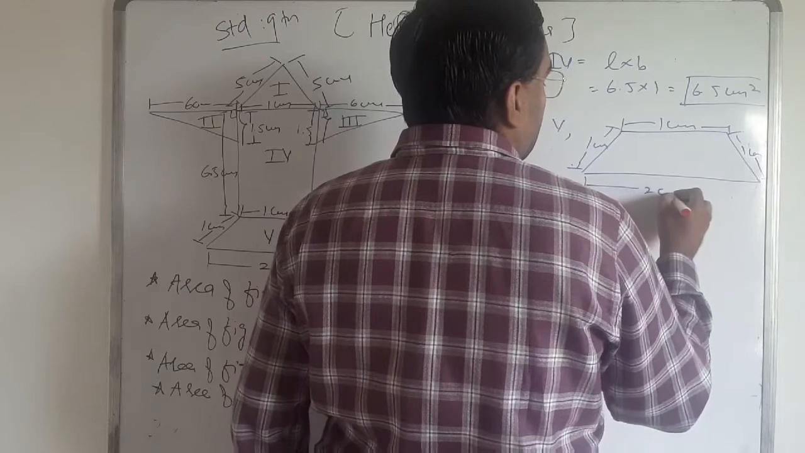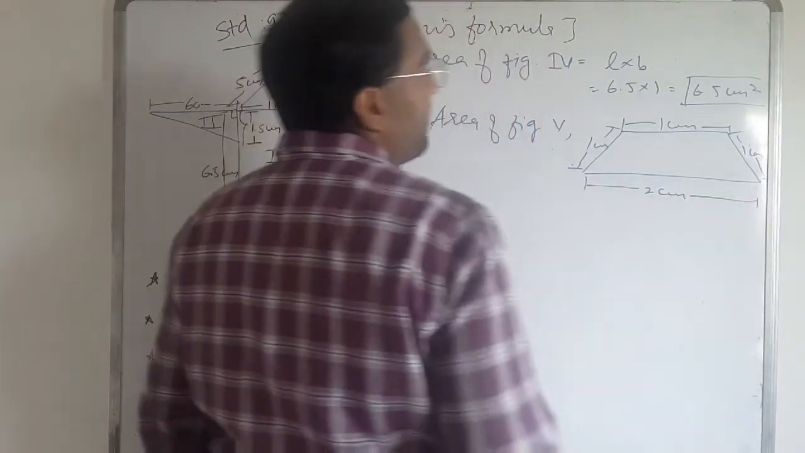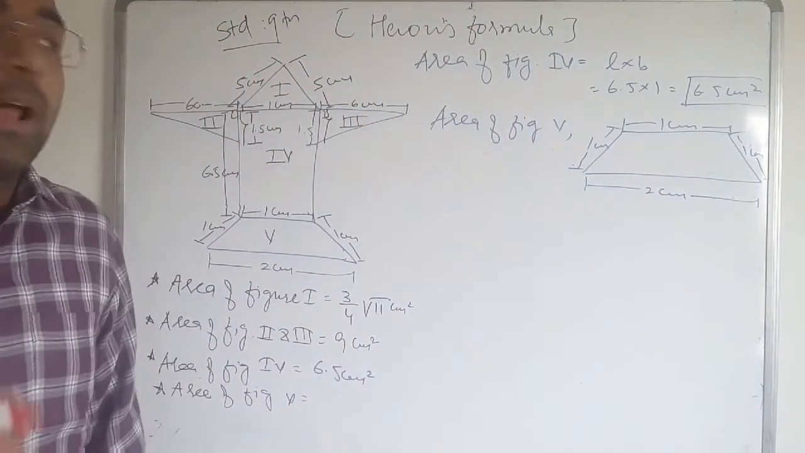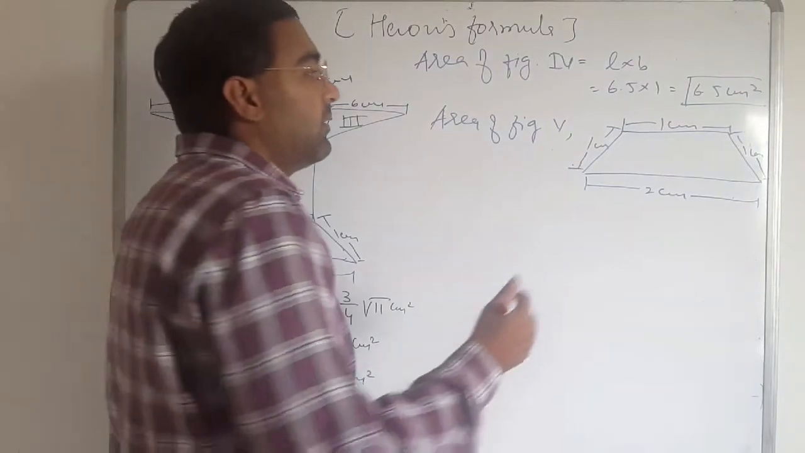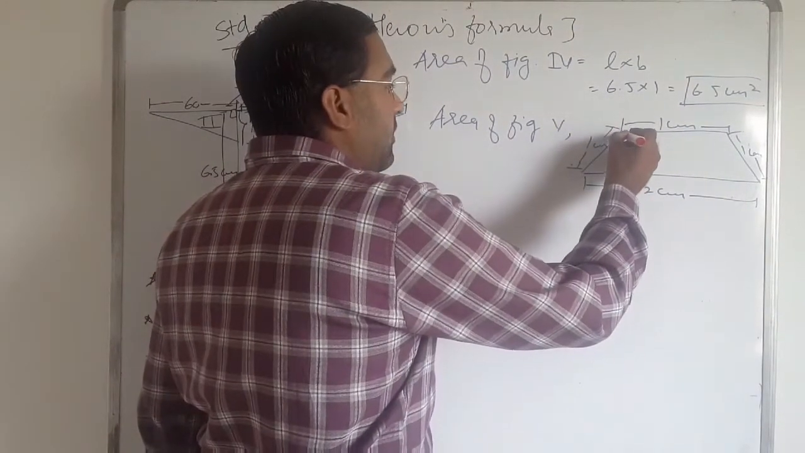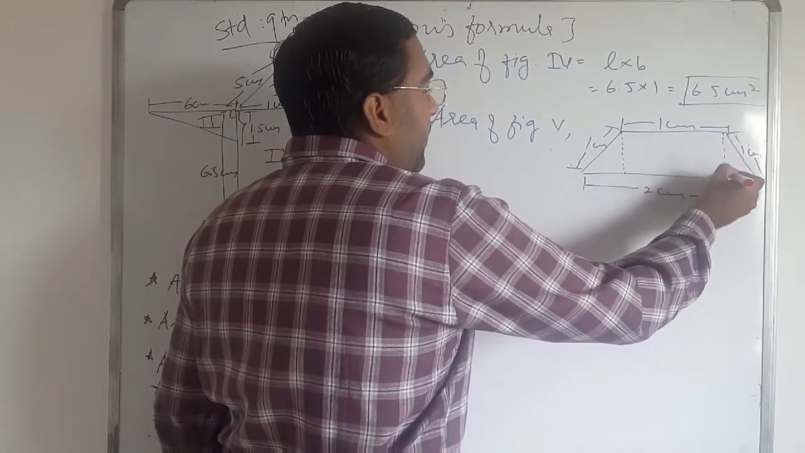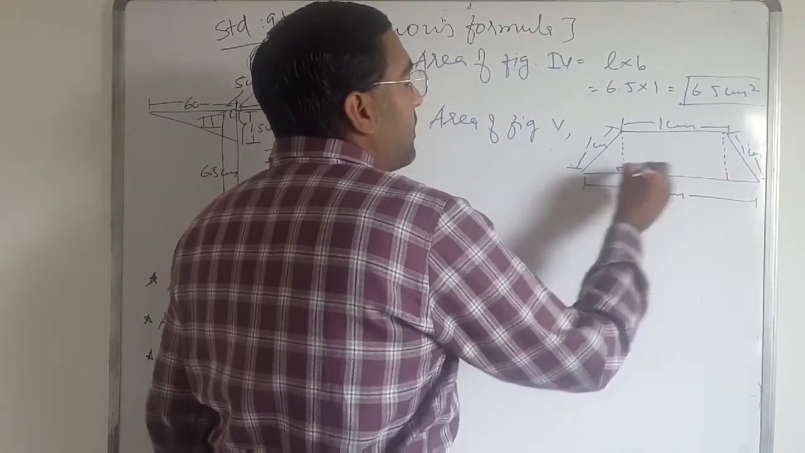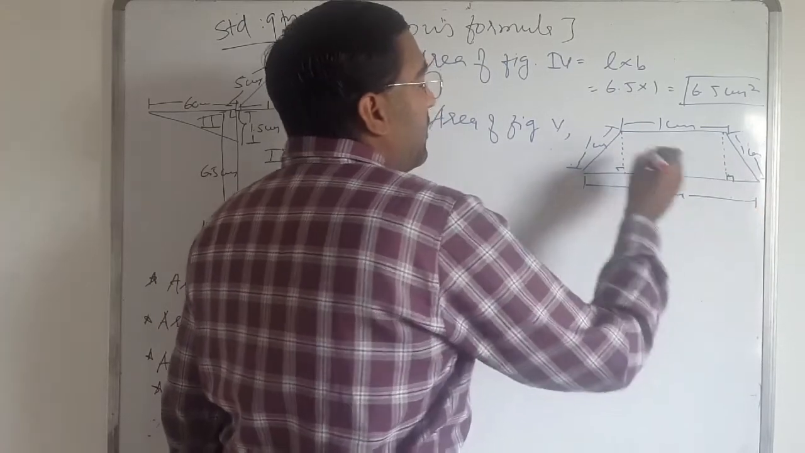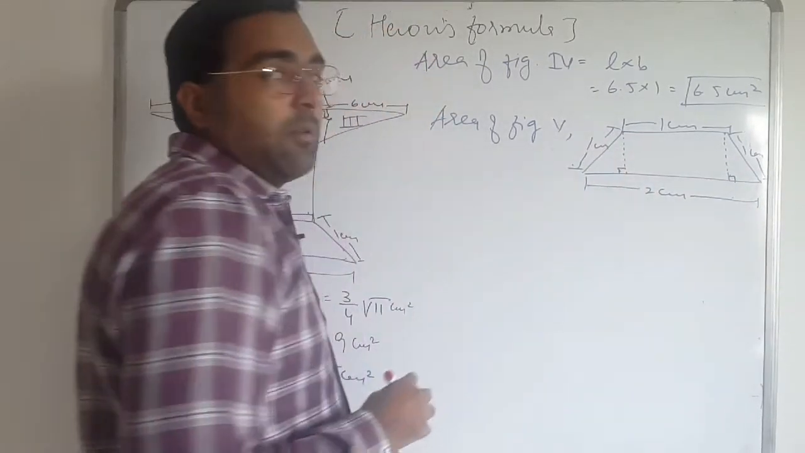Okay, so now I'll split this figure into the shape of two triangles and one rectangle, to construct a perpendicular to the base.